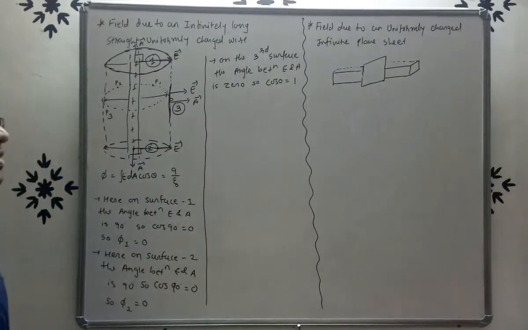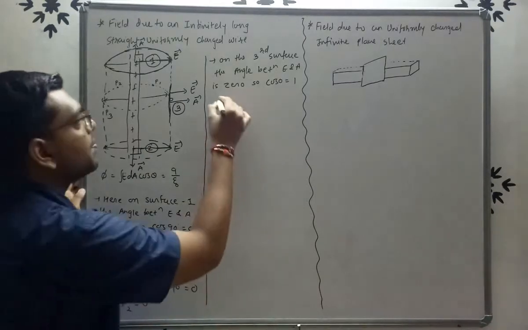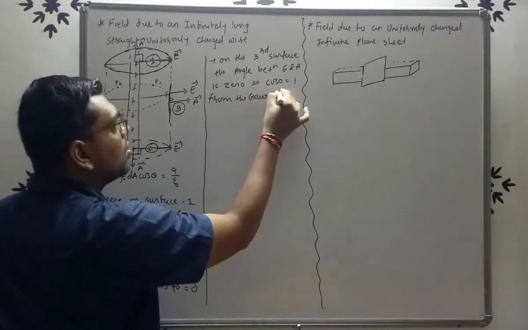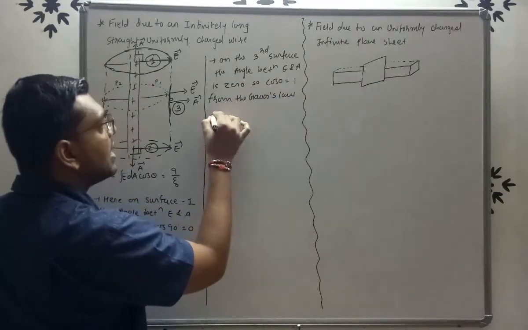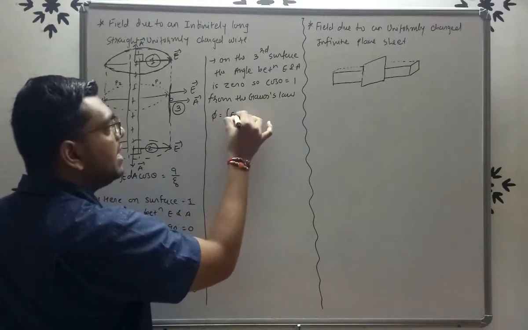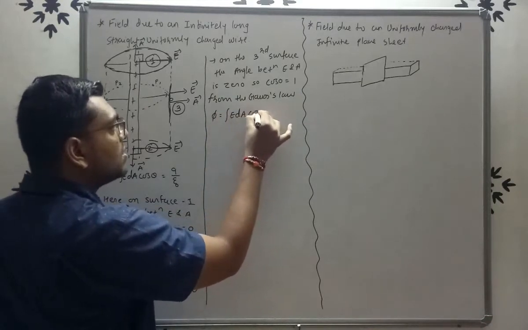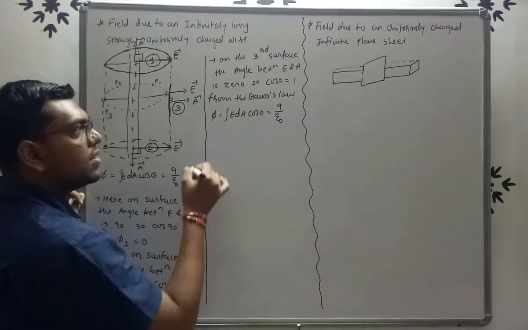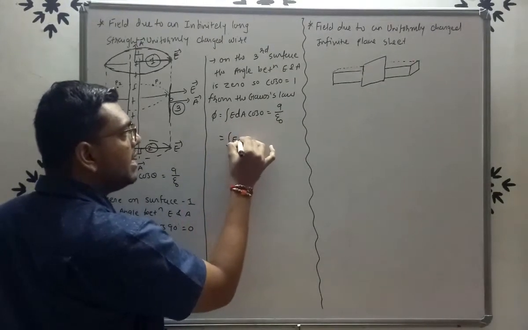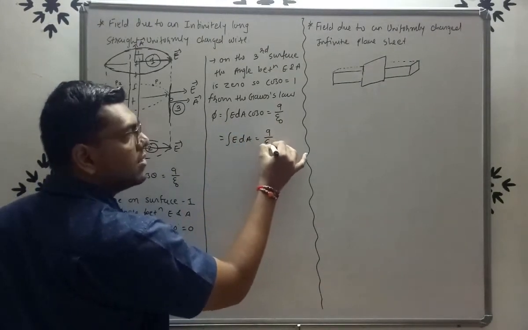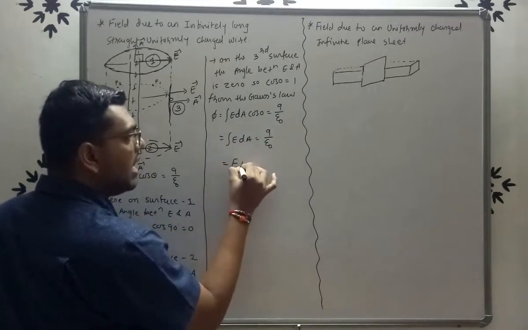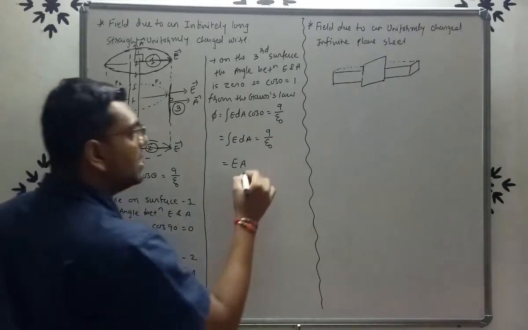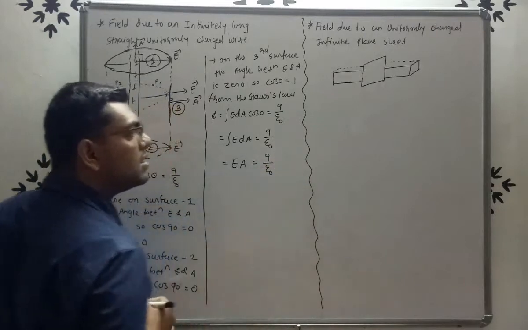So if cos 0 is equal to 1, from the Gauss law the equation is like this: phi is equal to integration E dA cos 0 is equal to q by epsilon 0. So here cos 0 is equal to 1. So integration E dA is equal to q by epsilon 0. So EA, right, because E is the same, integration of dA is A, the total area, is equal to q by epsilon 0.